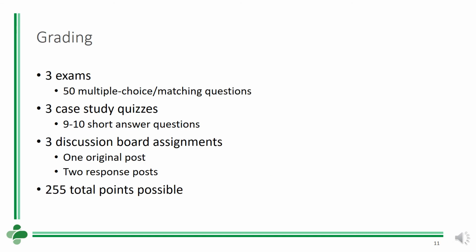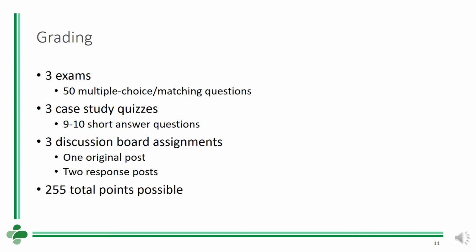In this course, there are 3 exams, 50 points each for a total of 150 points. These exams are independent of each other and will only cover the content of the 2 specified modules. Please see the syllabus for the exam due dates. Again, these dates are non-negotiable. You now know when they are, so please plan accordingly. There are 3 case study quizzes, 10 points each for a total of 30 points. There are firm due dates for each of these exams and quizzes. However, you may work ahead and complete them prior to the due dates.